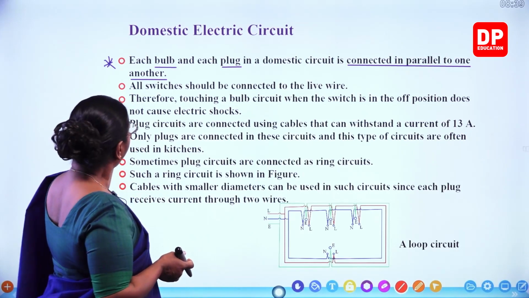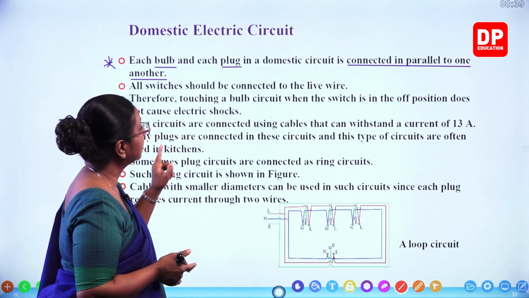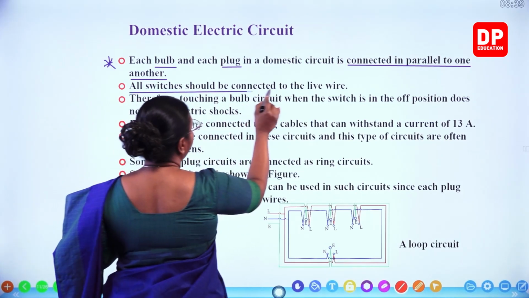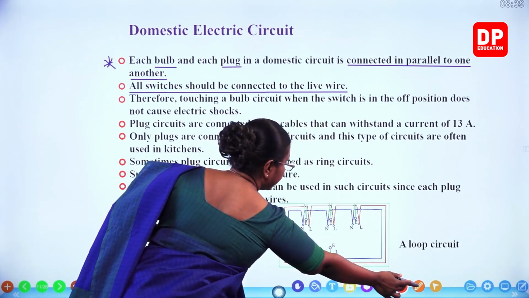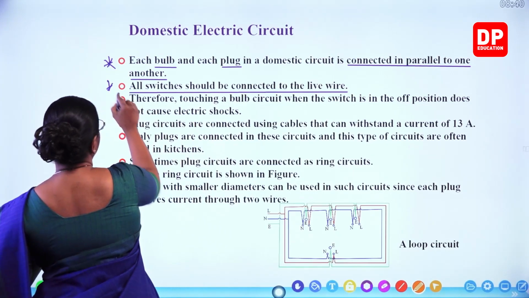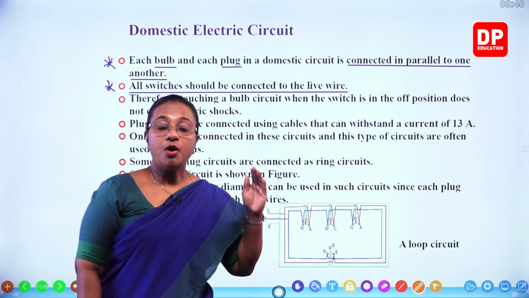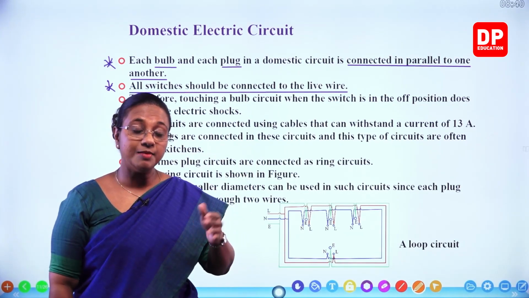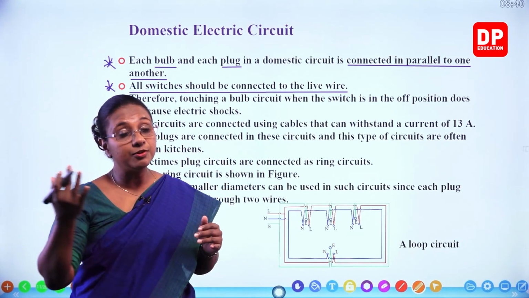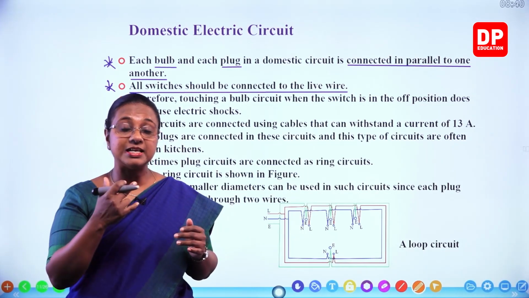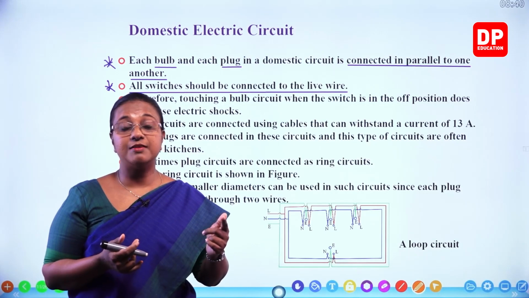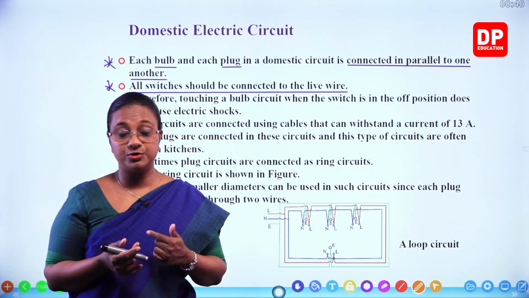Then all switches should be connected to the live wire. That is also very important. Now why is that? Current always flows into the electric appliance or the light bulb through the live wire, and it flows out when you have the complete circuit. The direction of the current is that it flows in through the live wire and comes out through the neutral wire.